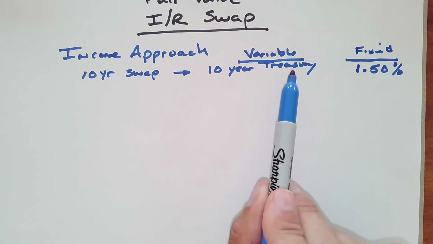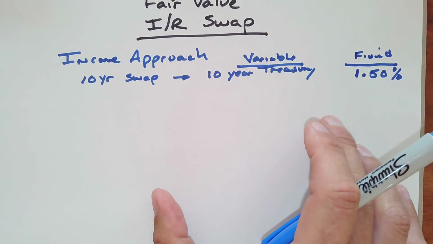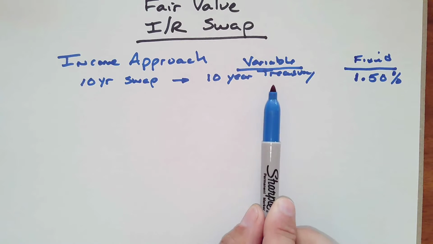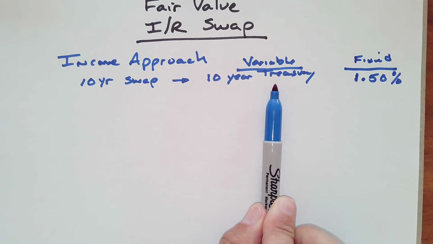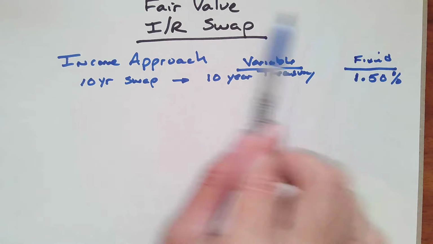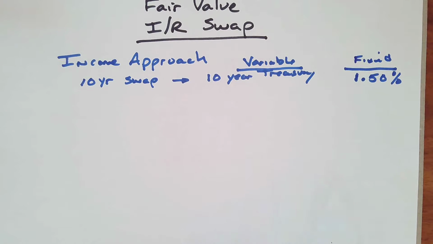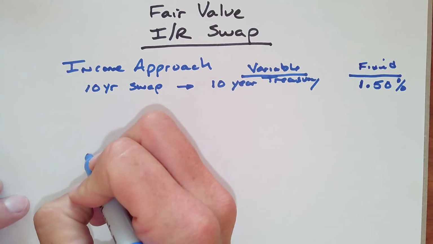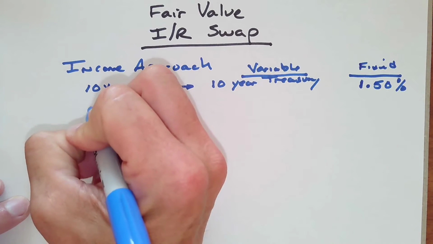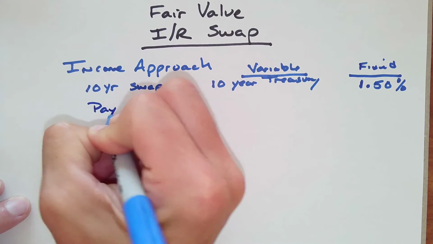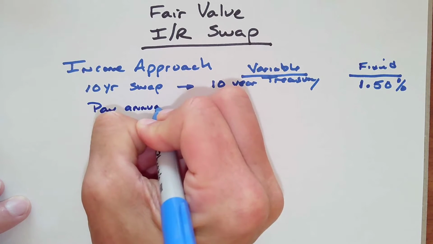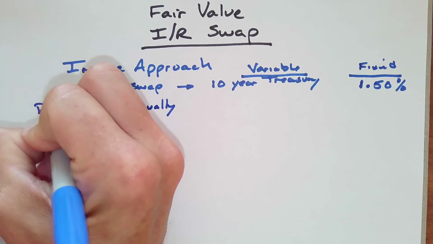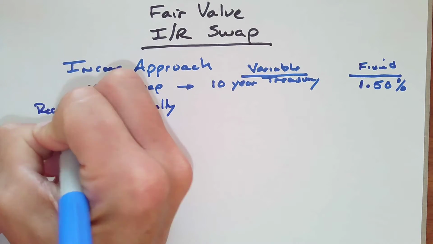So this is the swap transaction they've gotten into. We'll talk a little later about why somebody's doing this, and what risk they're taking on. Right now, we're just talking about the fair value of this thing. So we want to set it up, and we're going to assume this is pay, receive, or receive, pay annually.